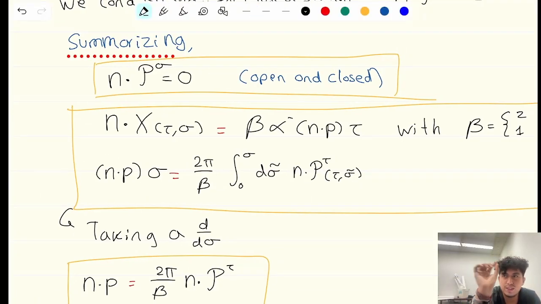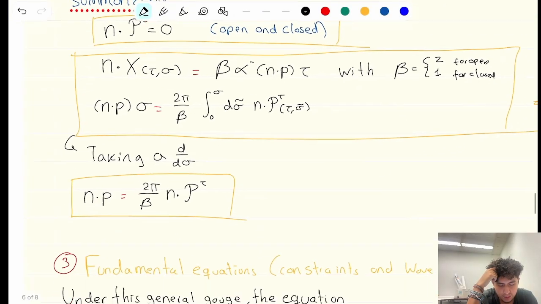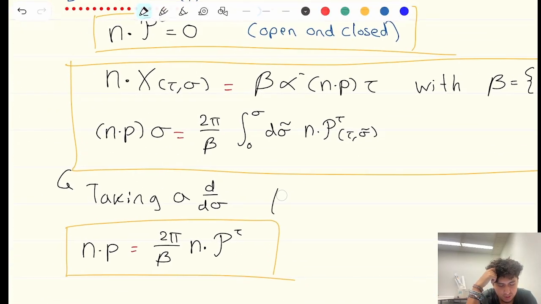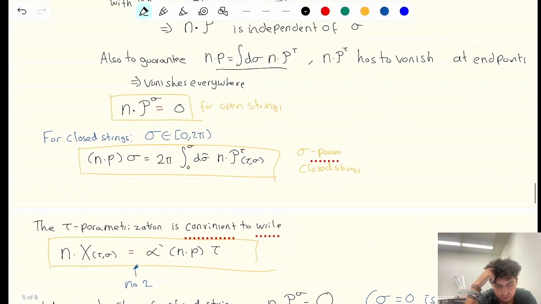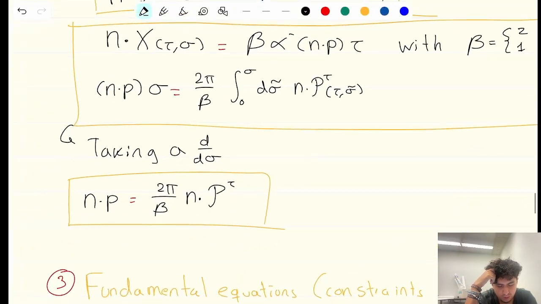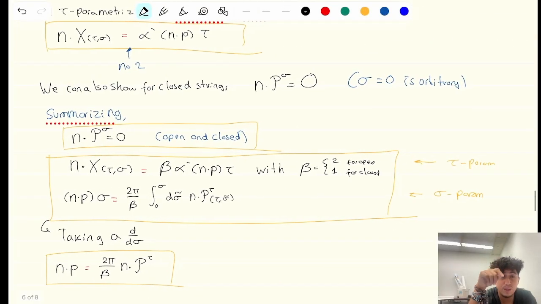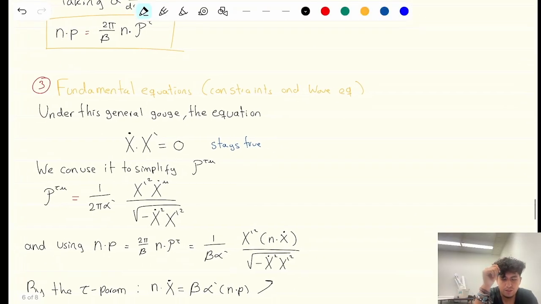So we're just doing the same thing, the same density at each point, or at each part of the string, but using this integral. Cool. And if you take a derivative with respect to sigma of this, then you get this relation between the momentum density and p, which is the same that we got before. It was here. Cool. And it's different for open and closed strings. For open it's 2, and for closed it's 1. Great. So now we can derive the fundamental equations.